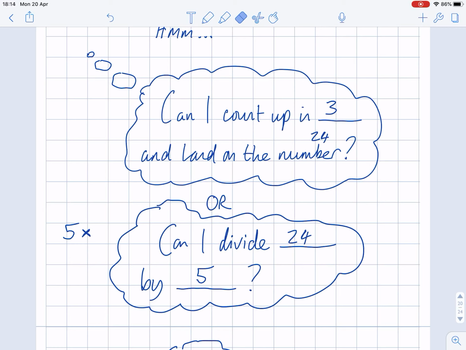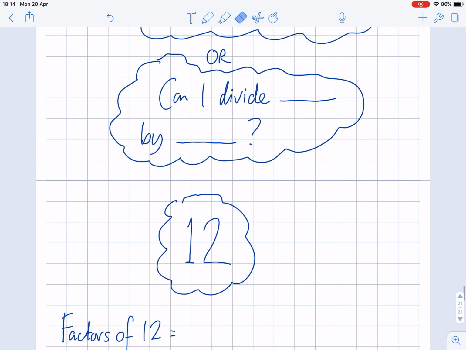All right, so there's two different ways of thinking about it. One is, can I count up in that number and would I land on the number in question? The other one is, can I divide it by the number and get a whole number answer? Now, they're just words, aren't they? So let's put it into practice.